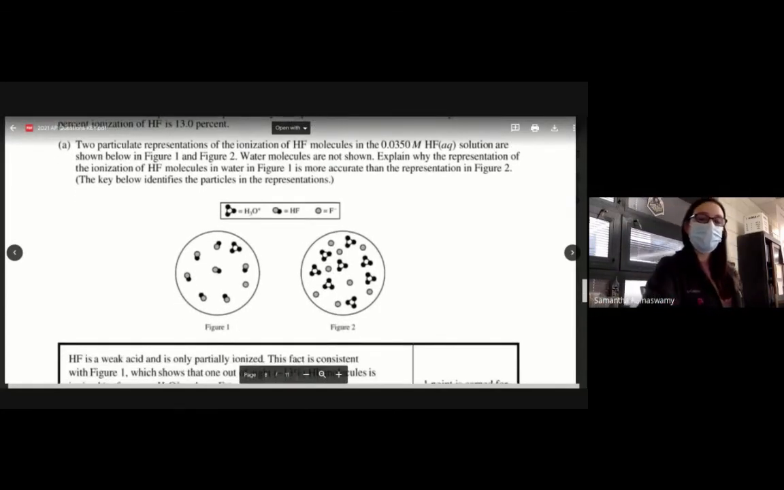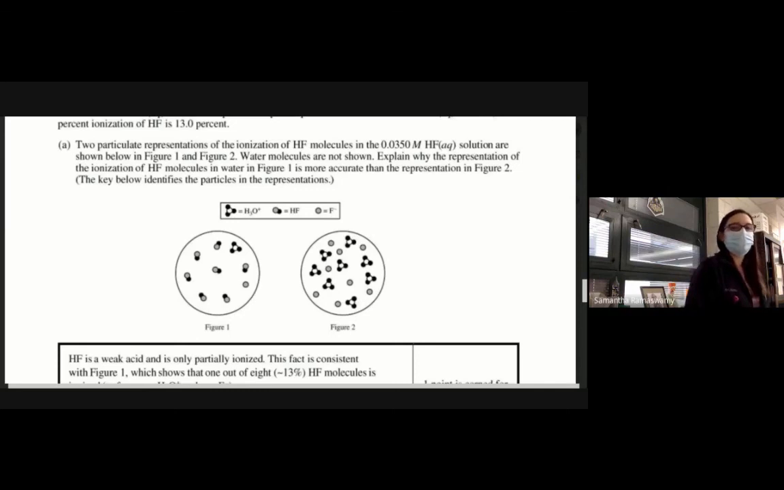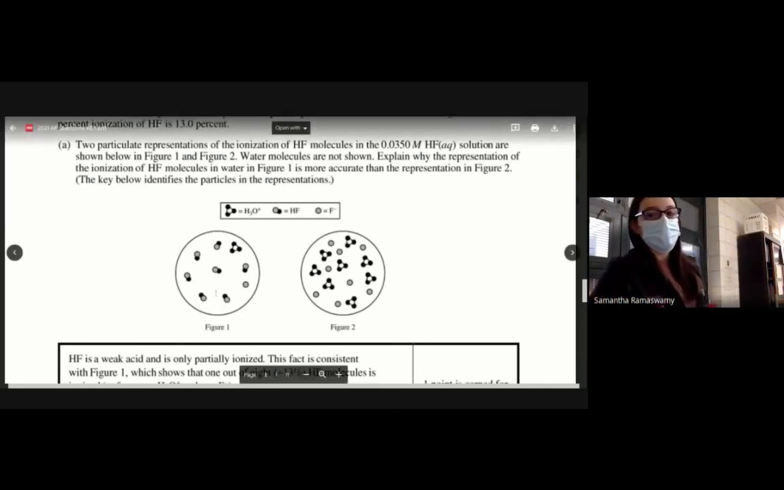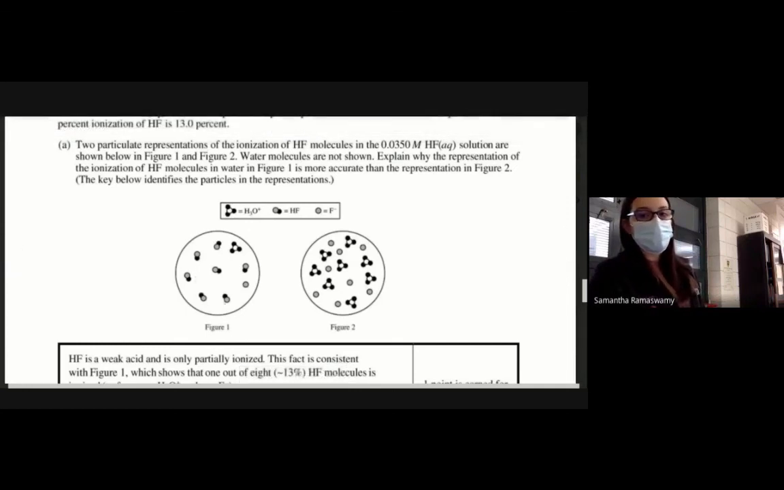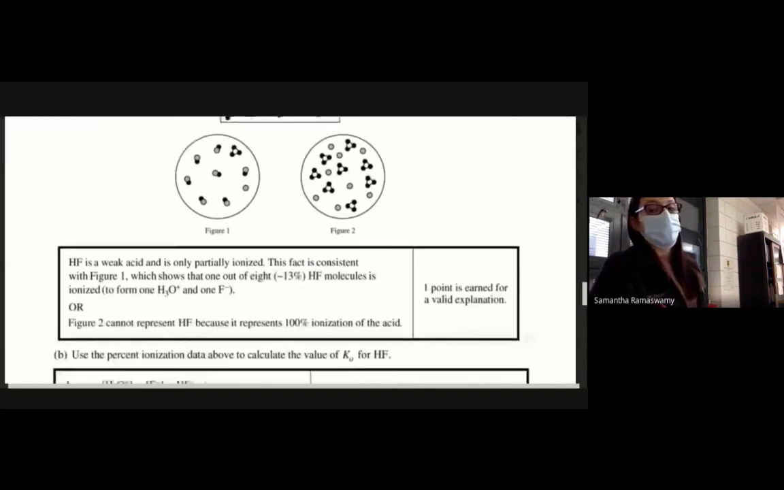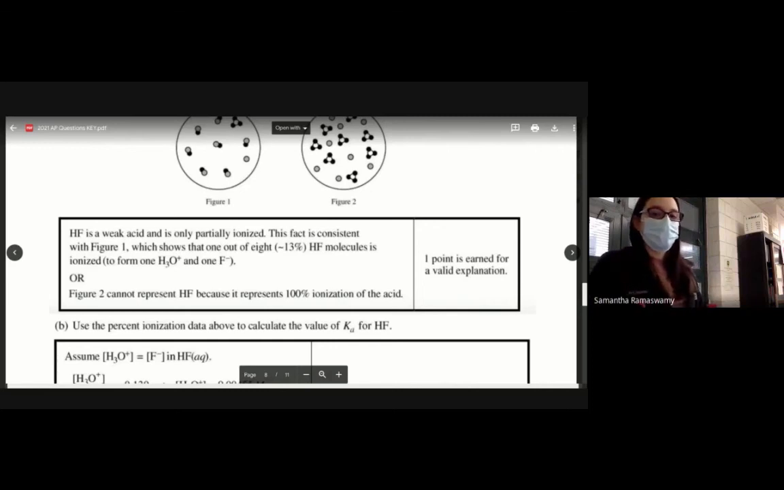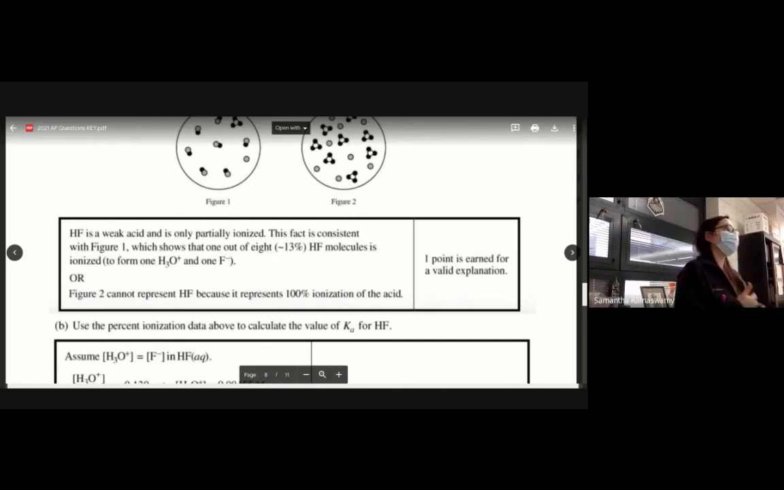So part A, you have 2 particle diagrams for the ionization of HF. It says, explain why the representation in figure 1 is more accurate than figure 2. So here we have figure 1. You're going to notice we have mostly HF molecules. Figure 2, we have no HF. It's completely ionized. So this actually shows you the scoring guidelines for this question because it's a more recent question. HF is a weak acid, so it only partially ionizes. Figure 1 shows only partial ionization of HF. Or you could say figure 2 cannot represent HF because it shows 100% ionization. So that was just 1 point.